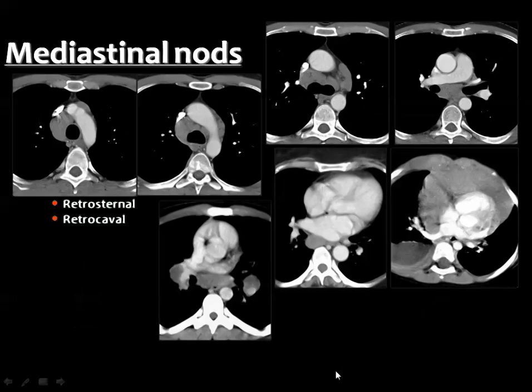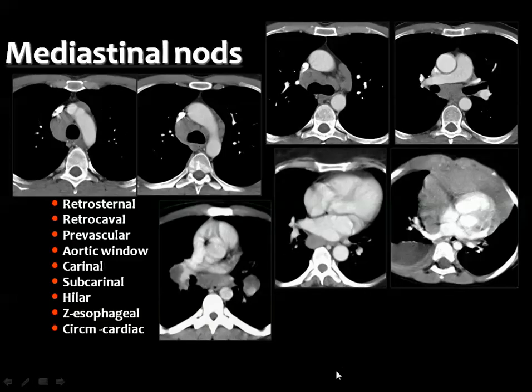Lymph nodes in the chest we have discussed many times before, and they are seen in 9 anatomic sites. The retrosternal group, which are located behind the sternum, also known as the internal mammary group of lymph nodes. The retrocaval are located behind the superior vena cava, also known as right paratracheal lymph nodes. The prevascular nodes are located along the anterior aspect of the aortic arch, and the aortic window group of lymph nodes are located between the ascending and descending aorta before the appearance of the pulmonary artery.